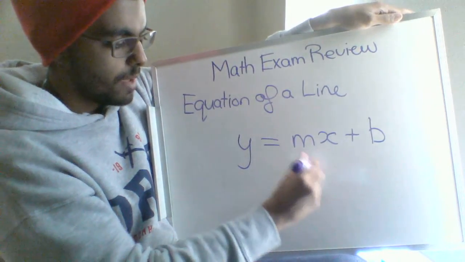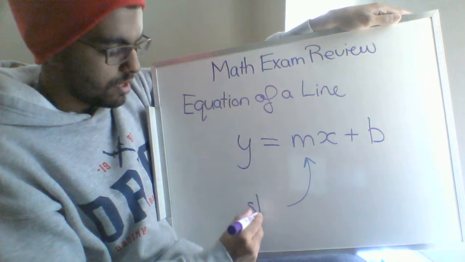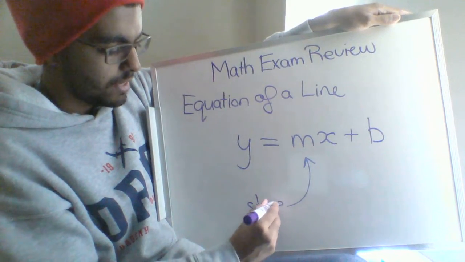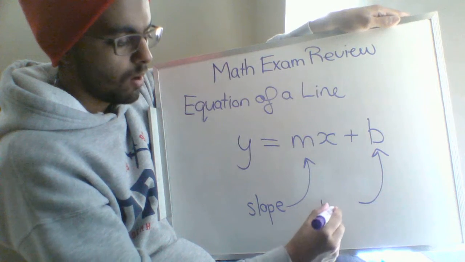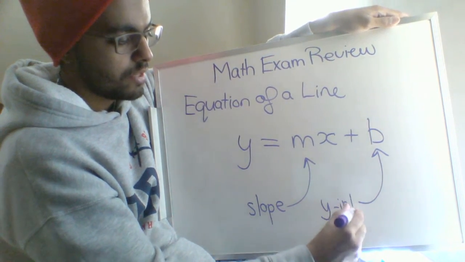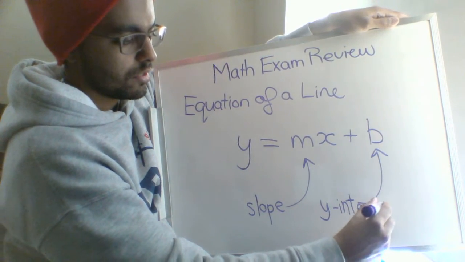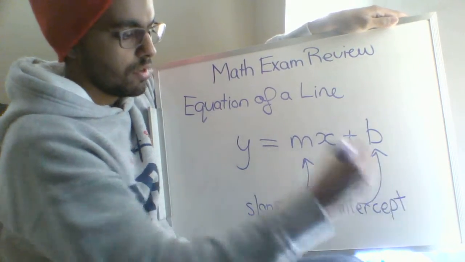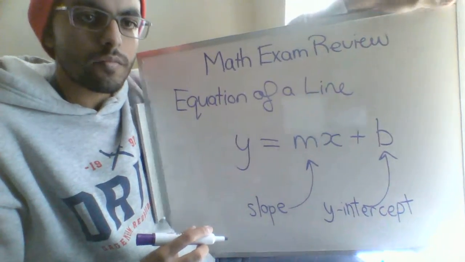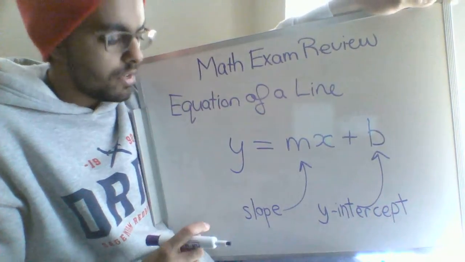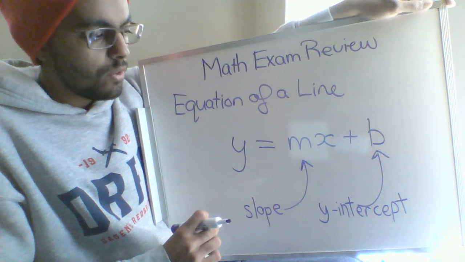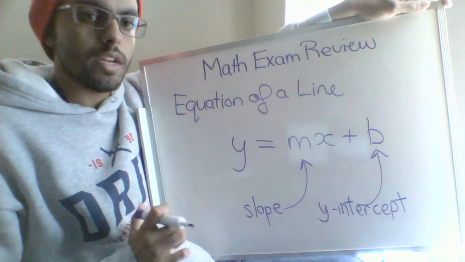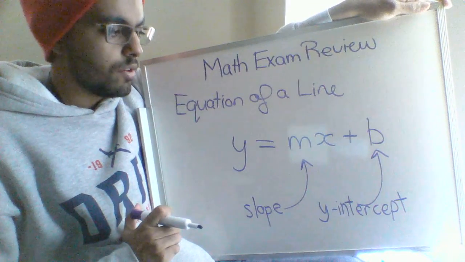So the m value we call the slope of the line, and the b value is called the y-intercept. Hopefully you can see that all right. So the m value is called the slope and the b value is called the y-intercept, and we'll talk a little bit later on how to find those.